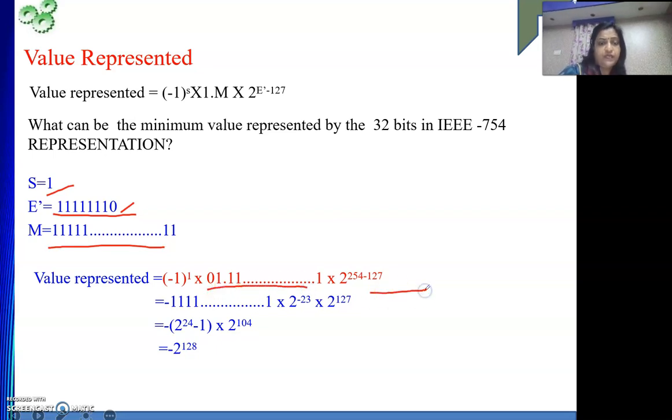Same way I will do. So now see, 23 places I have brought to the left. So it will be 2 to the power minus 23, right? Then this part I have already told you, 2 to the power 24 minus 1. This one will become 2 to the power 104, simply as in the previous one. So that value with a minus sign will be the minimum value, right? Minimum means negative side. Maximum means positive side. If I say what is the maximum positive value, that is the maximum that we have represented, right?